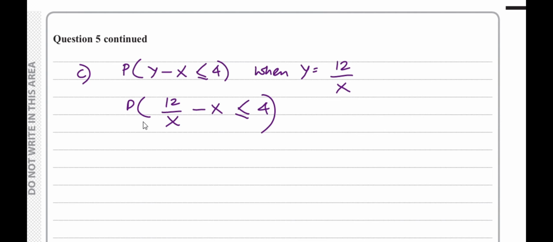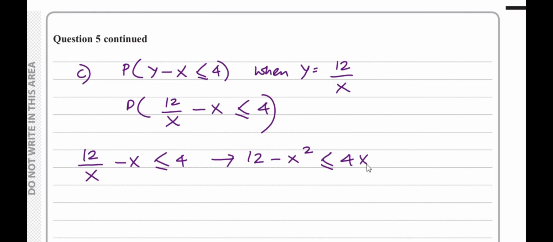So let's do one thing. Drop the P here and try to simplify this stuff. So 12 over X minus X being less than or equal to 4, multiplying everything by X, we get 12 minus X squared is less than or equal to 4X. Bringing them to one side, we get X squared plus 4X minus 12 is greater than or equal to 0.